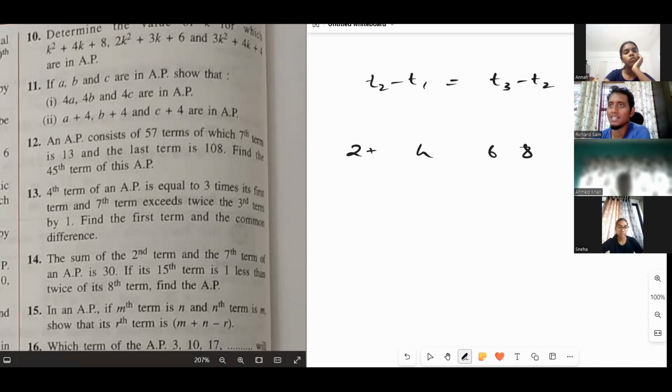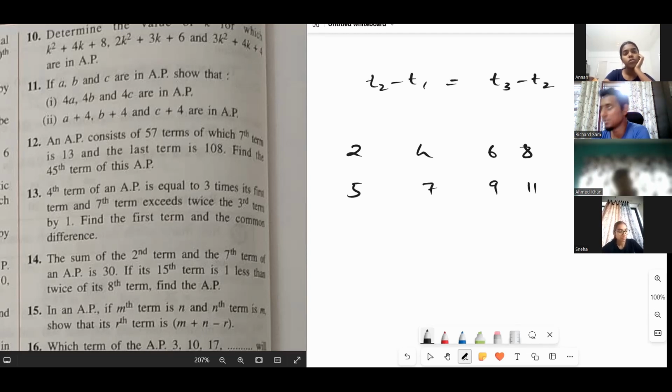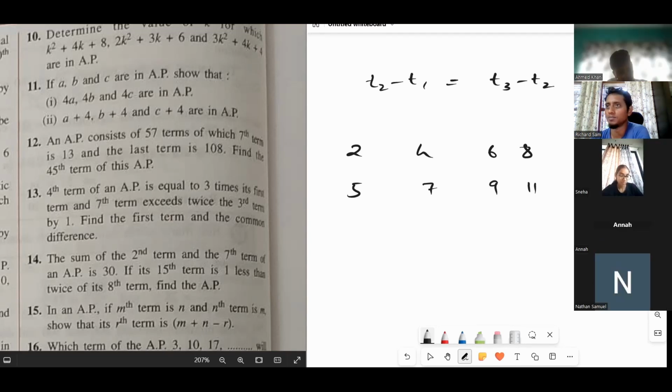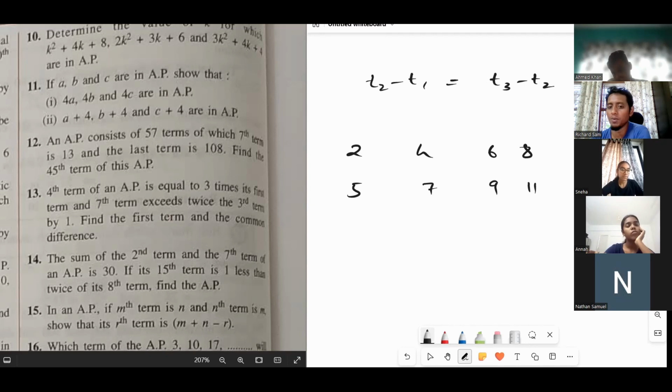For example, if I add 3 to every term, what will be my AP? This will be 5, then 4 plus 3 is 7, 6 plus 3 is 9, 8 plus 3 is 11. This is also an AP. So you can add something, multiply something, subtract, or divide something, and you will still get an AP. That is a law. Or if I multiply every term of the AP by 10, what will I get? 20, 40, 60, 80. This is also an AP with a difference of 20.